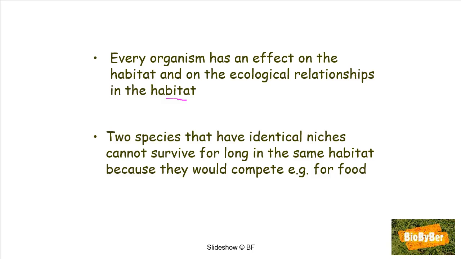Two species that have identical jobs or niches or roles cannot survive for very long in the same habitat either. Perhaps they would compete for the same food. This is a survival strategy that the butterfly follows. The caterpillar is the young of the butterfly, and the caterpillar will eat different food to the butterfly. The caterpillar will chew and gnaw on leaves, whereas the adult of the species will feed on nectar in the flowers.